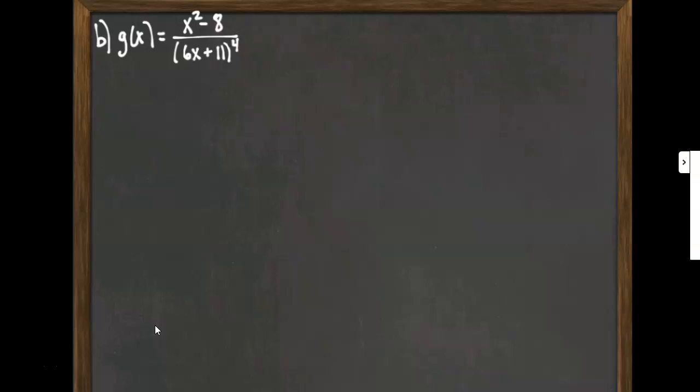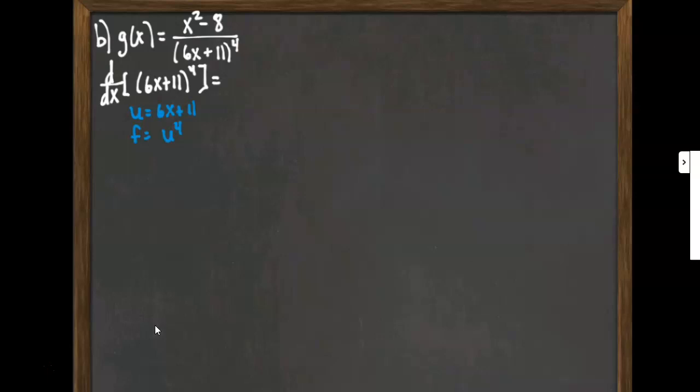So kind of like we did in the last example, I'm going to focus first on the derivative of that 6x plus 11 to the fourth. So recognize again my composite function. So u is the inside part, 6x plus 11. f is u to the fourth.